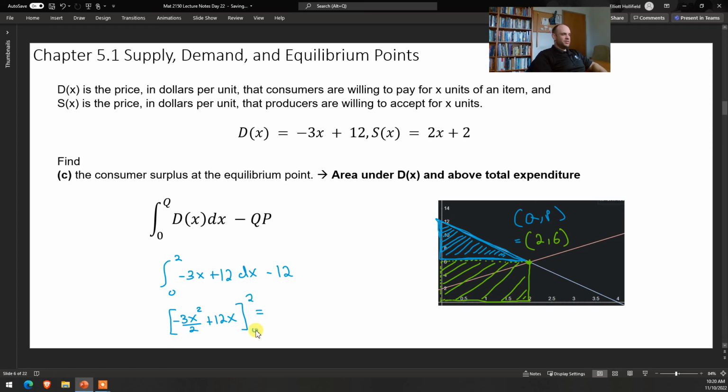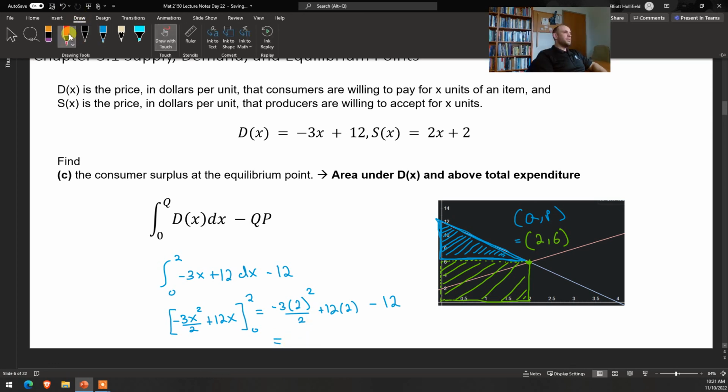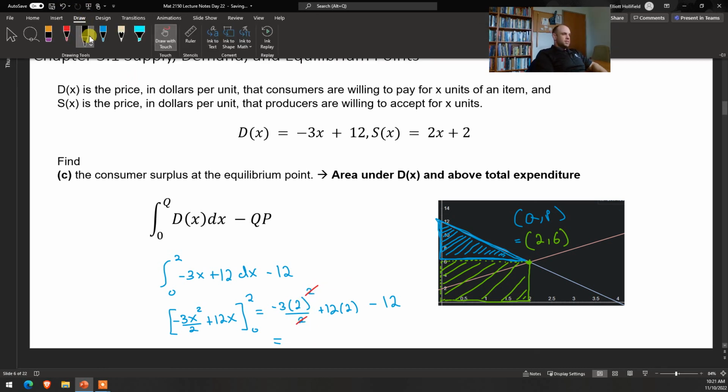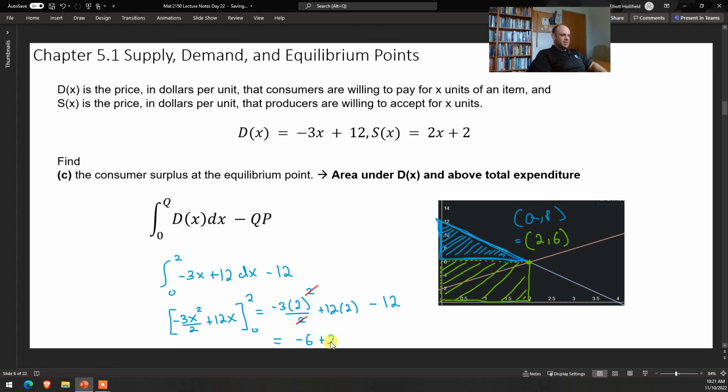So we plug in 2, then we subtract when we plug in 0. That gives us minus 3 times 2 squared over 2 plus 12 times 2, and then minus 0. Now let's not forget this subtraction by 12, and let's simplify to find our final answer. Here we have 2 squared, which will cancel with one of these, so we're left with one copy of 2. We get minus 6 plus 24 minus 12, or 24 minus 18, which gives us 6.